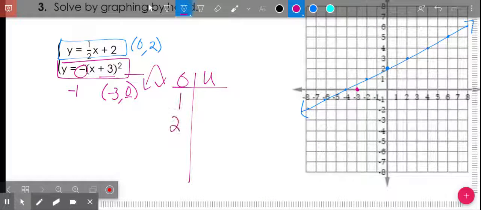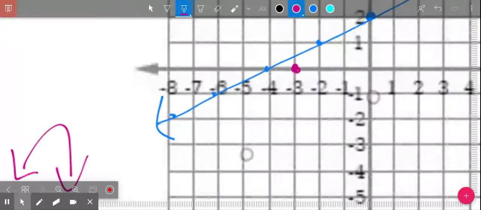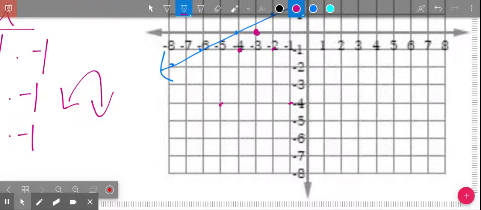So 1, 2, 3, and 1, 4, 9. But now we're multiplying by a -1. And when we multiply by that negative, that means everything goes down instead of up. So we're going to go over 1 and down 1 on both sides, and over 2 and down 4. And then last but not least, over 3 and down 9. But that's going to be off our graph, so we're pretty much done.